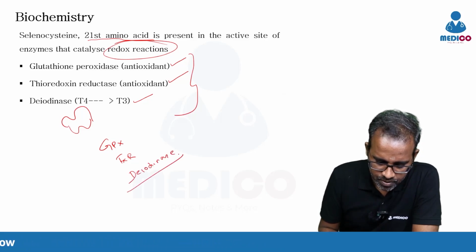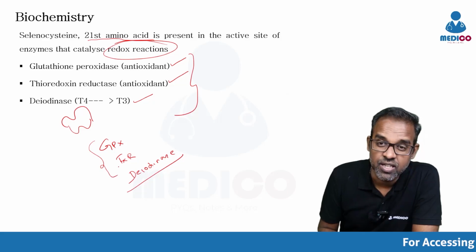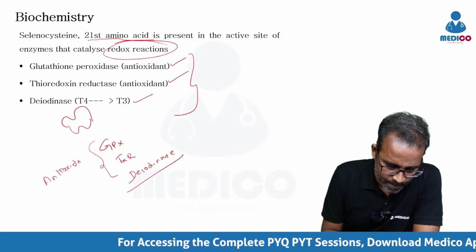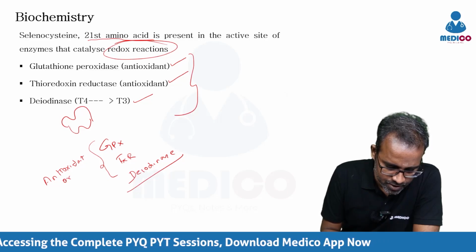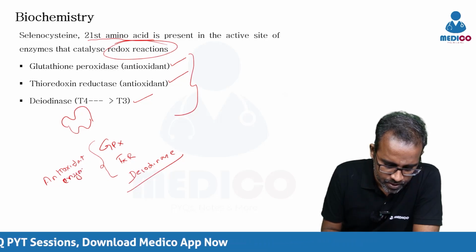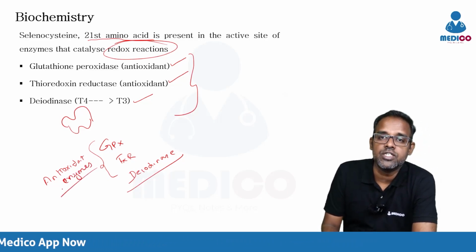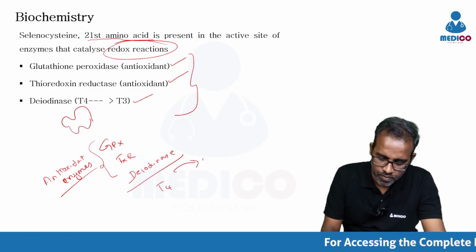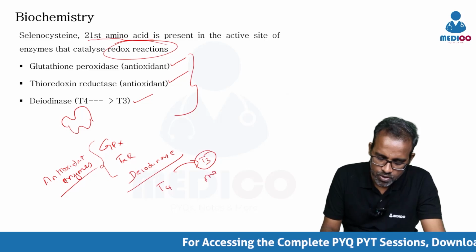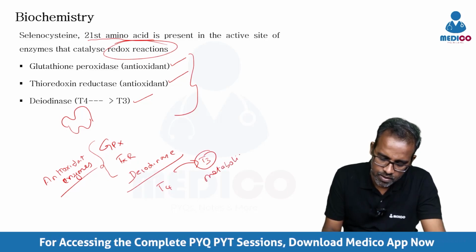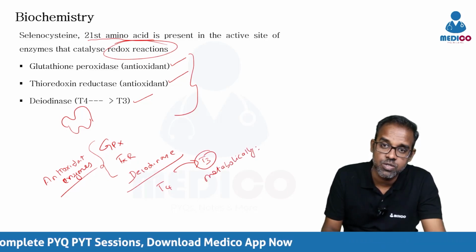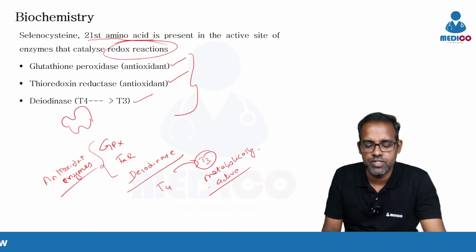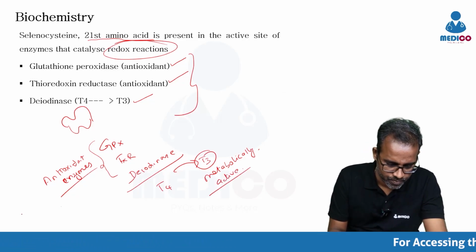What are the functions of these enzymes? Glutathione peroxidase and thioredoxin reductase are antioxidant enzymes. That is, these enzymes are responsible for preventing the damage caused by reactive oxygen species. What is the function of deiodinase? Deiodinase will convert T4 to T3. T3 is metabolically active. Deiodinase is present in blood, in the target tissues, and also in the thyroid gland. There are many types of deiodinases, and all deiodinases contain selenocysteine.